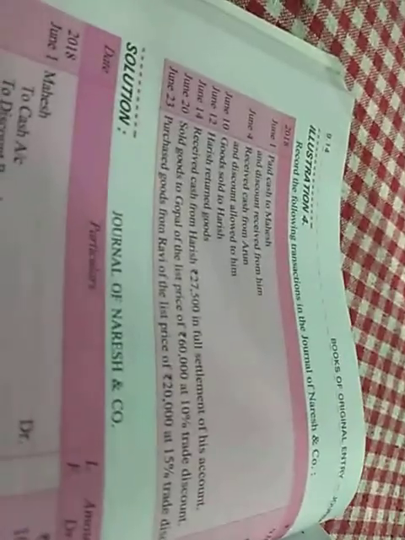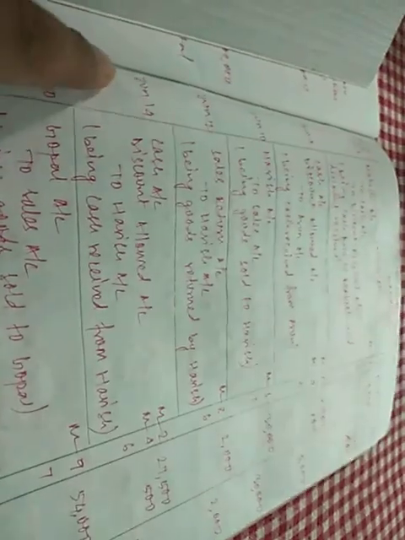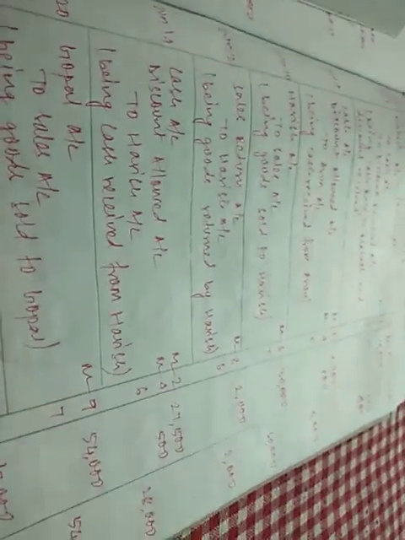Thereafter we have received cash from Harish 27,500 in full settlement of his account. So earlier we have sold goods of 30,000 to Harish. After that Harish had returned goods of rupees 2,000. So the balance due from him was 28,000. Now out of 28,000 he has paid only 27,500 in full settlement. So on June 14 we go cash account debit 27,500, discount allowed debit 500 to Harish account 28,000.